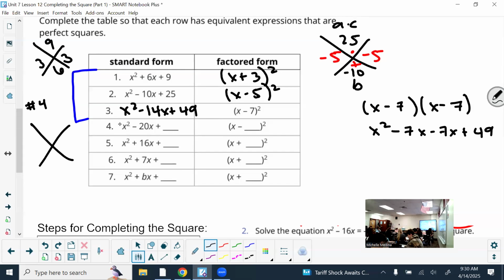I don't have enough information for the C. That's actually what I'm trying to figure out. So I just won't have anything here right now. My A times C, I don't have enough information yet. But I do know what my B value is. Class, what's the B value? -20.